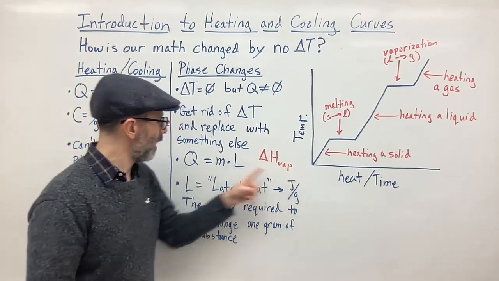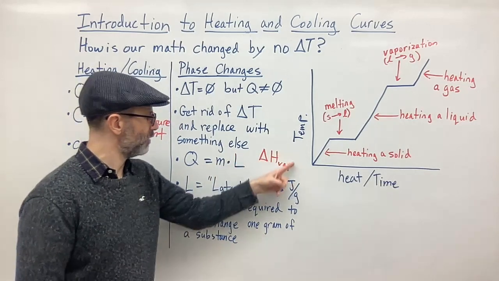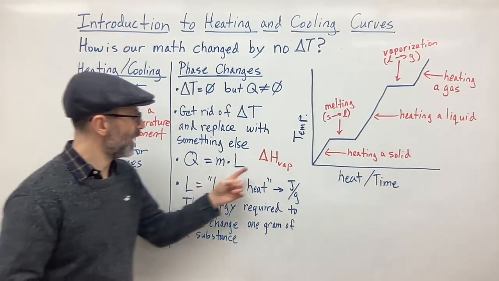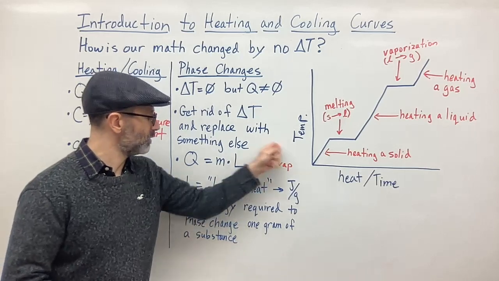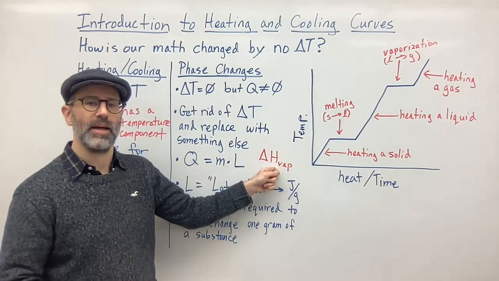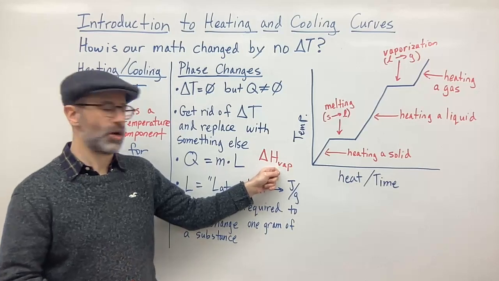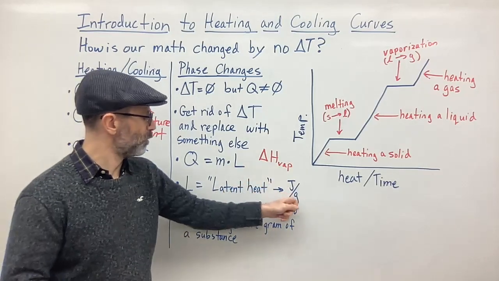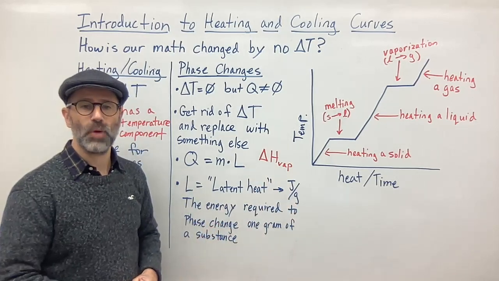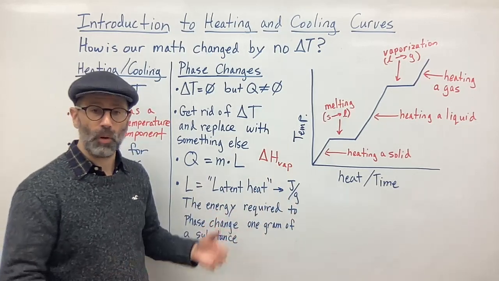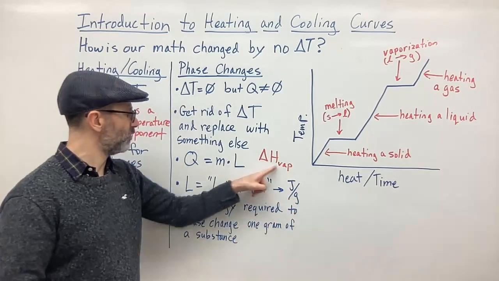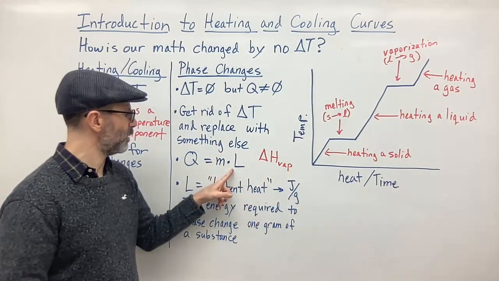So instead of having L, the latent heat, you could have this, which is basically going to be the same thing. A lot of times, though, the units for delta H of vaporization or the delta H of melting or something like that, instead of joules per gram, a lot of times you'll see joules per mole as well, or kilojoules per mole. So the units might be a little different here, but they serve the same purpose. So it's pretty much the same equation.